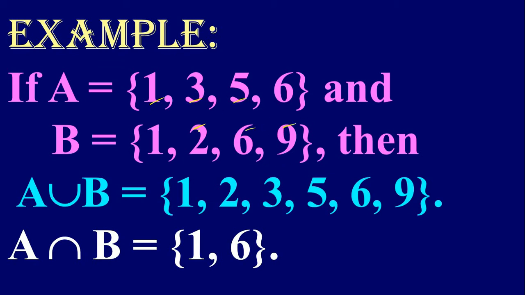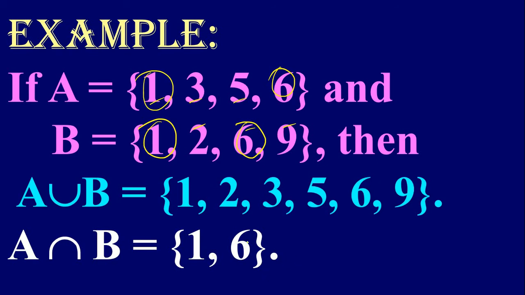So here we have to write all the elements. It is 1, 2, 3, 5, 6, 9. So then what is A intersection B? We have to write only common elements. So here 1 is present in set A and 1 is present in set B also. Same way, 6 is present in set A, also 6 is present in set B. So 1 and 6 are common elements. They are present in both the sets. So therefore A intersection B means it is the set of common elements, that is 1 and 6.